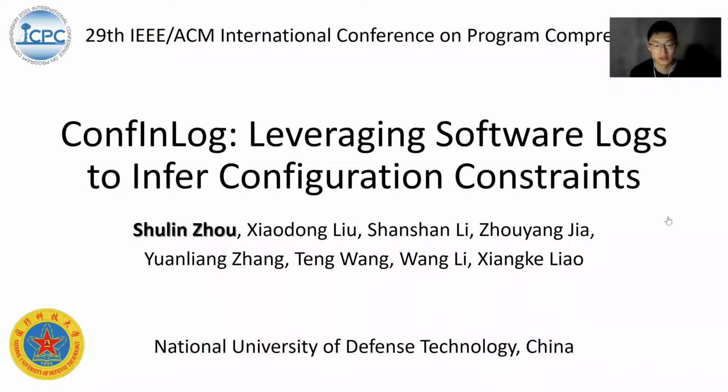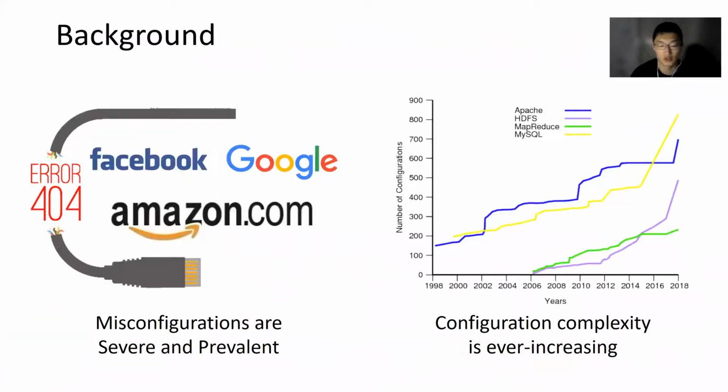Hello everyone, today I will talk about ConfInLog, an automatic tool to infer configuration constraints from software logs. As we all know, misconfigurations have frequently caused server failures in global enterprises, such as Facebook and Google. One major cause is the ever-increasing complexity of software configuration.